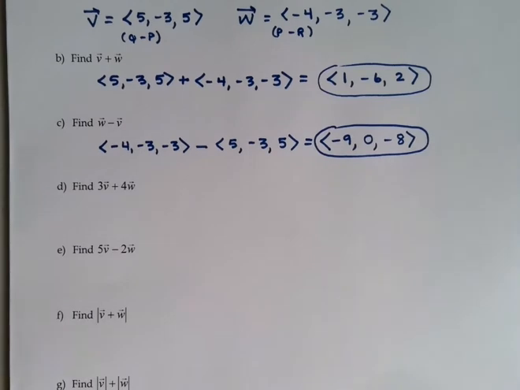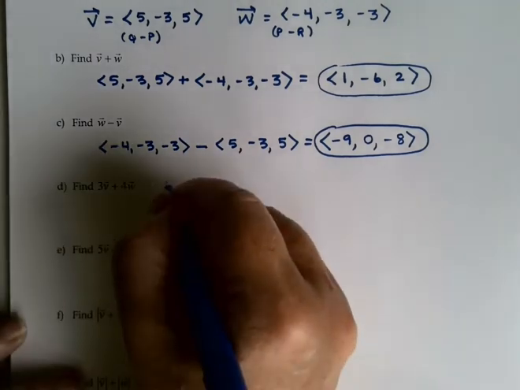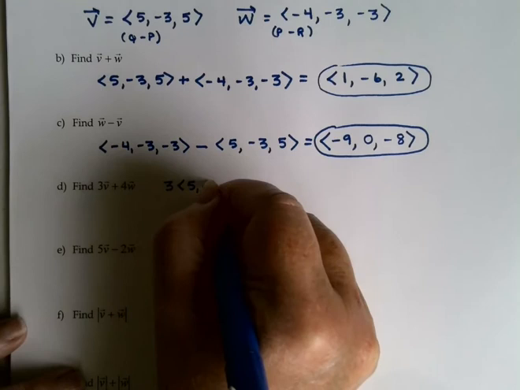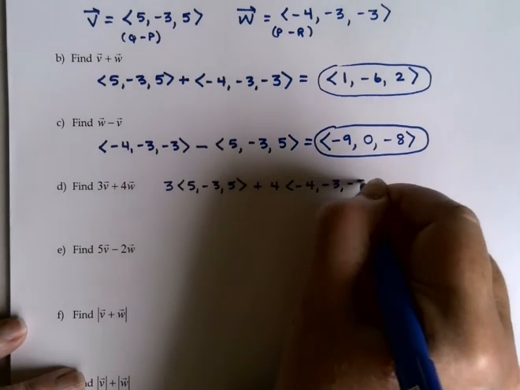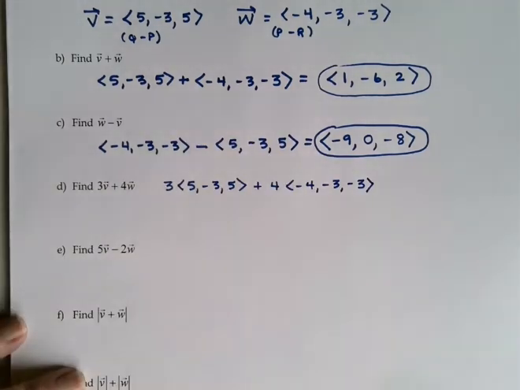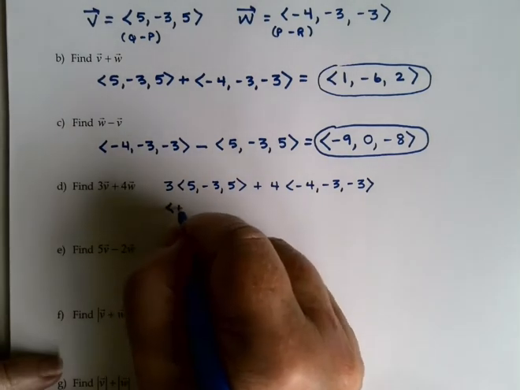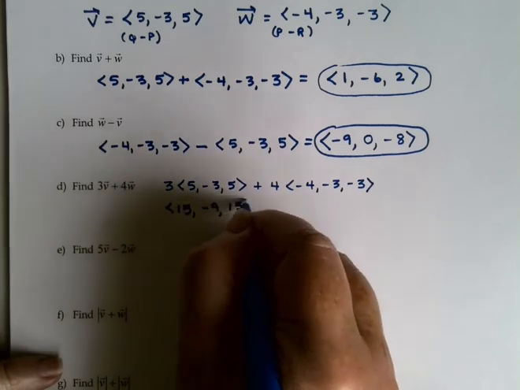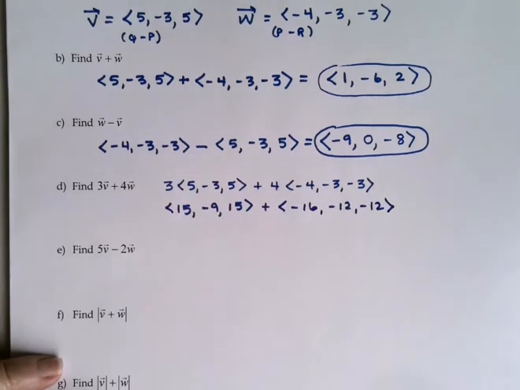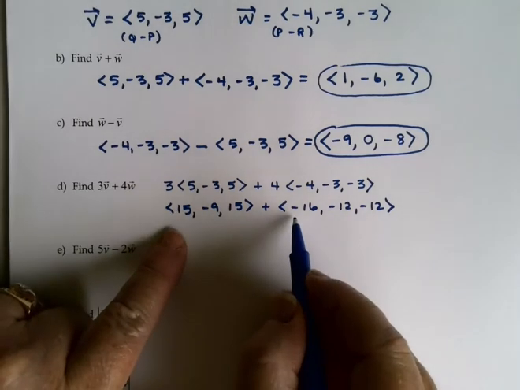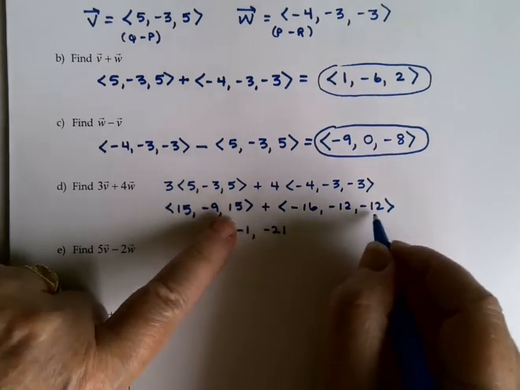All right, these next problems are combinations of things. Here I want 3v plus 4w. So 3 times the vector v plus 4 times the vector w. We'll do the scalar multiples first. Right? Multiplying always comes before adding, same old order of operations that you're used to. So multiplying the first one by 3 and the second one by 4. And then just adding. Negative 1 for the x, negative 21 for y, and 3 for z.